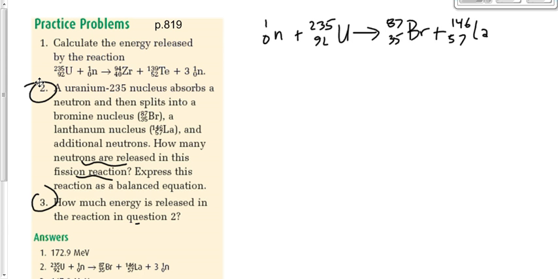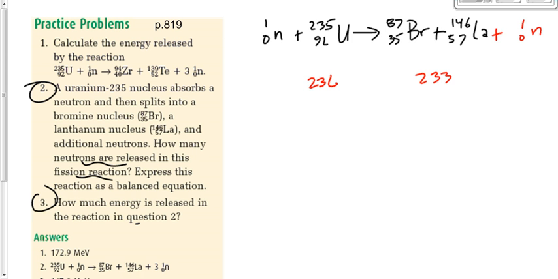Now let's look at the top number, and we're going to use the conservation of nucleons for that one. 1 plus 235 is 236. 87 plus 146 is 233. How many neutrons do we need here in order to balance that out? Eric? We need 3 neutrons.